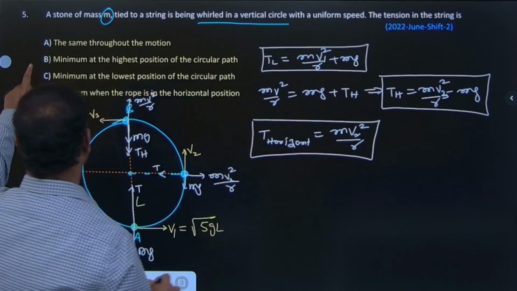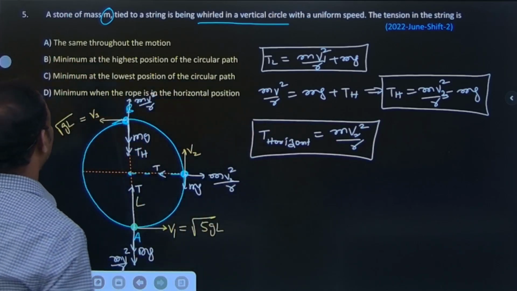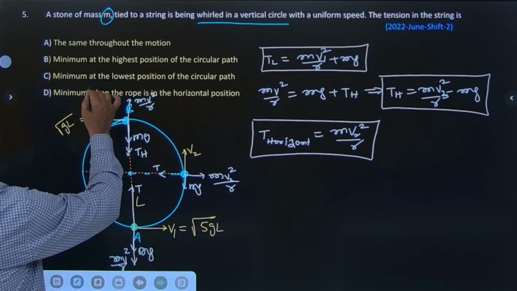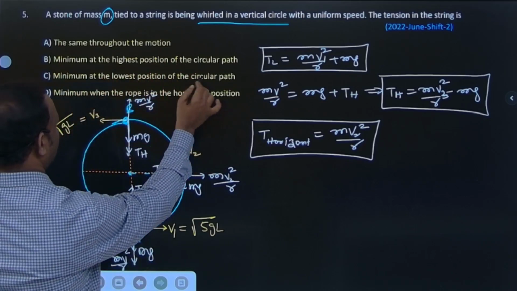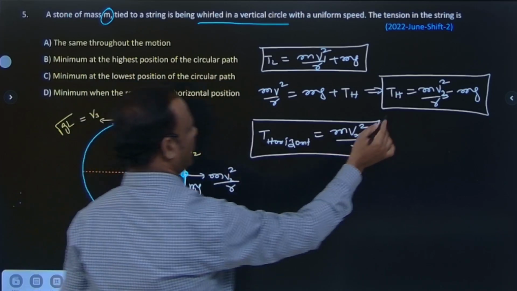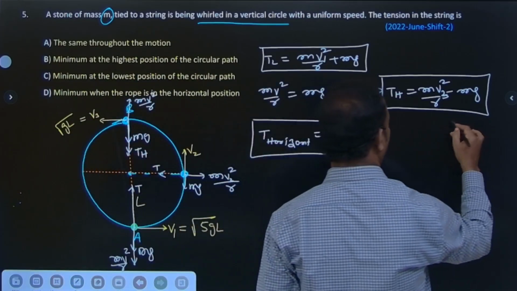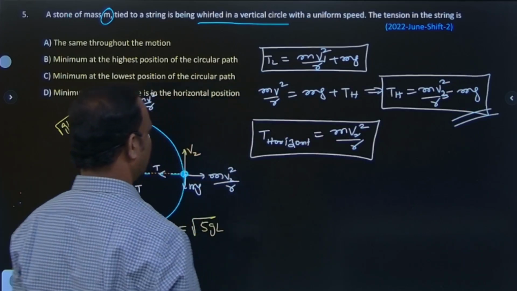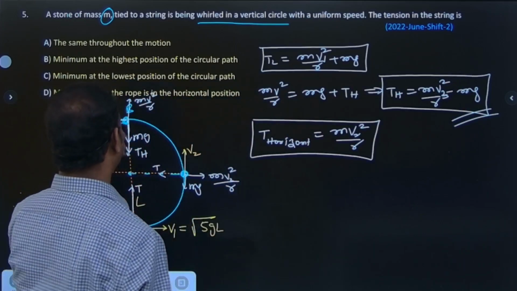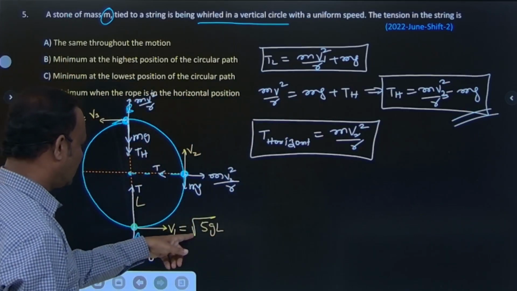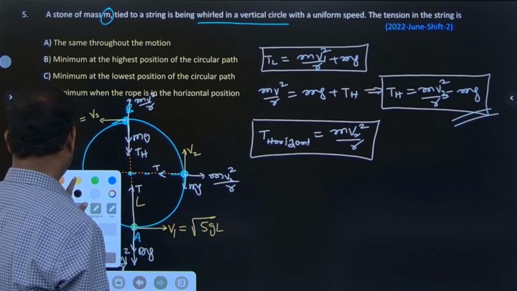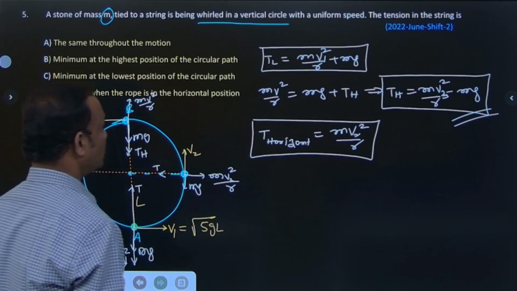Now the question is about tension. The tension is not the same throughout the motion, it changes. It is minimum at the highest point of the circular path. At the highest point, what is the condition? So mv square by r minus mg. Yes. So if you do the cross check also, here the velocity is under root of 5gl, correct? Under root of 5gl. Yes. So this is square root of 5gl.